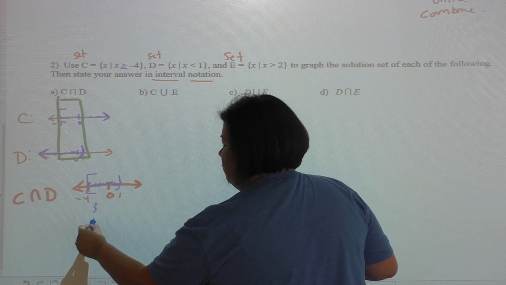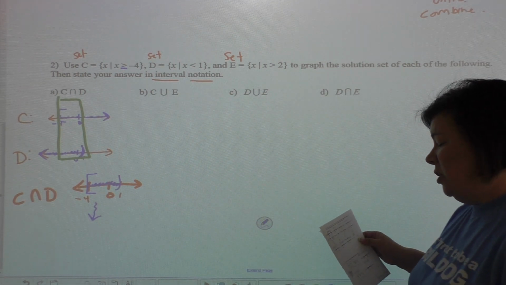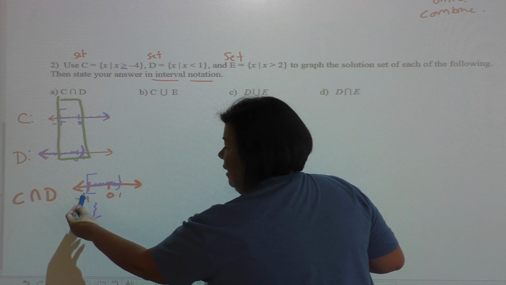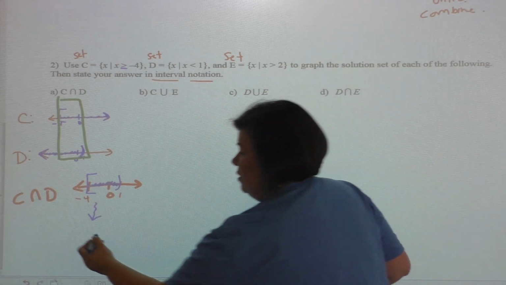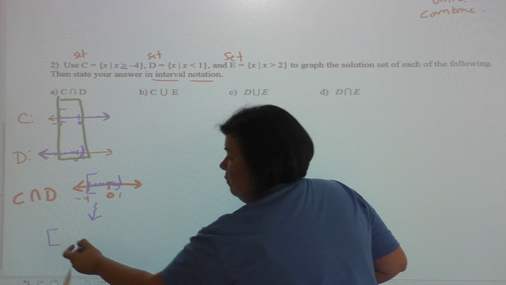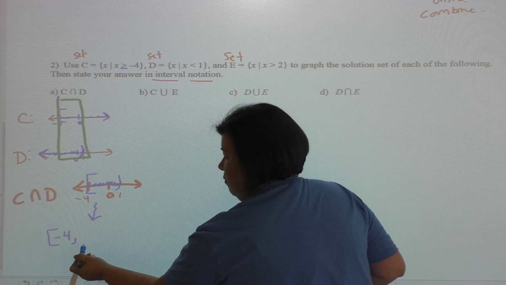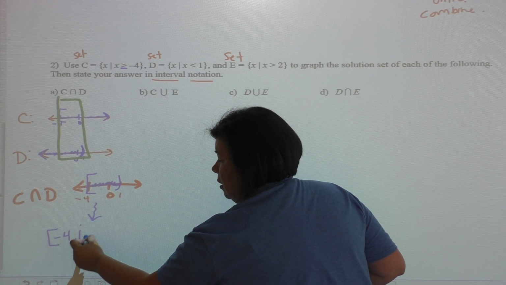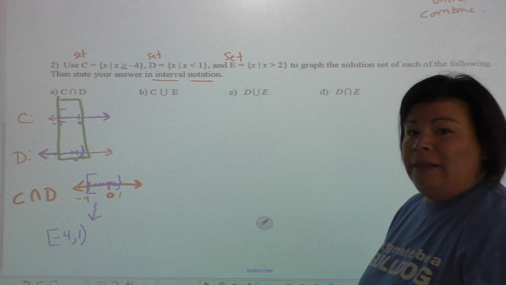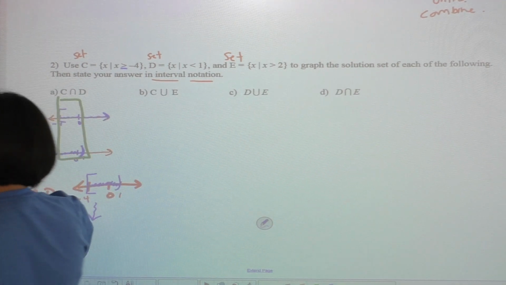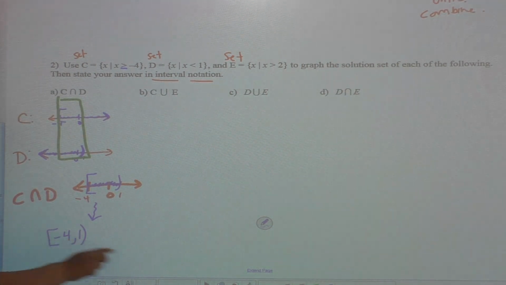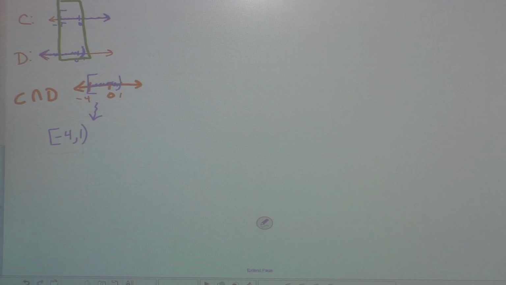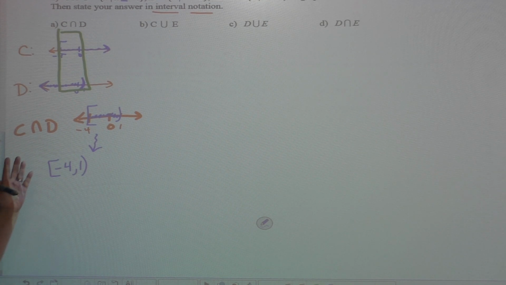So how I need to write that then in interval notation would be exactly, I'm going to use my open and closed intervals here. So I have a closed interval at -4 all the way up through, but not including 1. So I have an open interval right there. So that's how I'm going to write my answer in interval notation, and this is how I graph my answer. Okay? So we're going to move on.